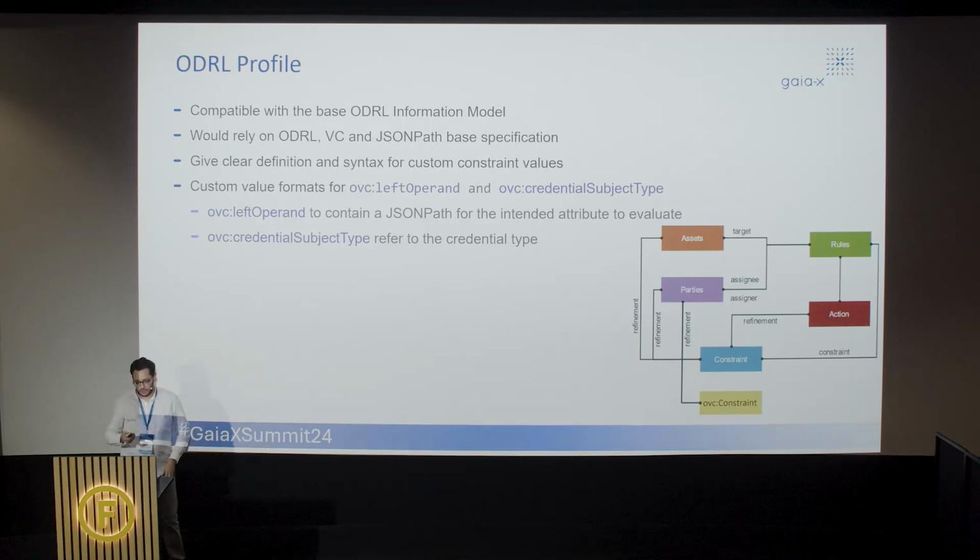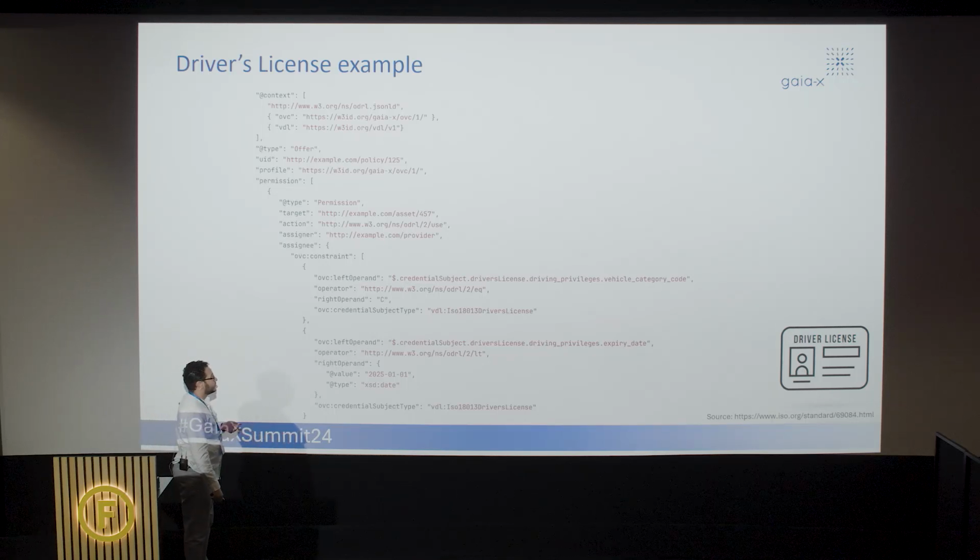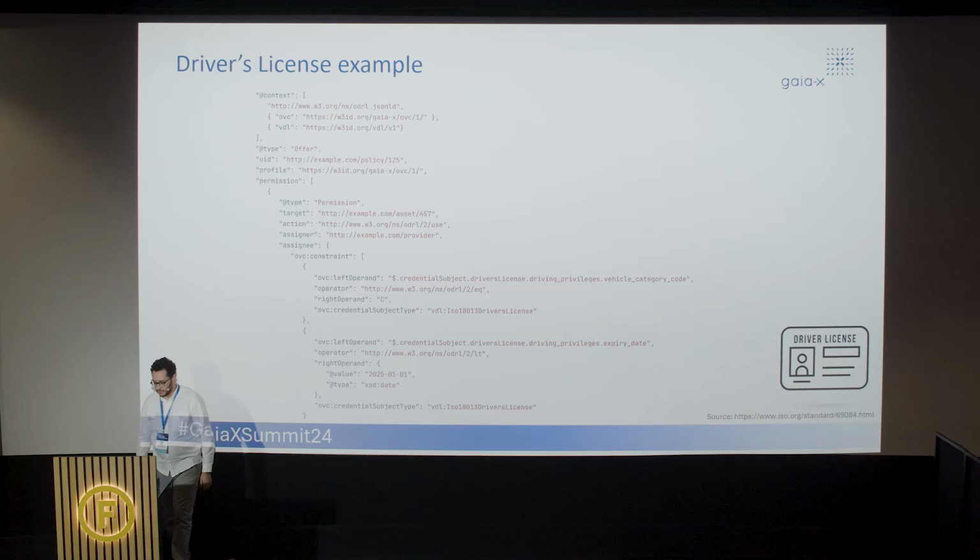So we can define a couple of attributes here, for example, the left operand and the credential subject type. But again, it'll be more clear with the example. Here I try to take another example, outside of Gaia-X, because there's nothing that stops you, in this ODRL profile, from reusing any kind of verifiable credential. It doesn't necessarily need to be Gaia-X credentials.